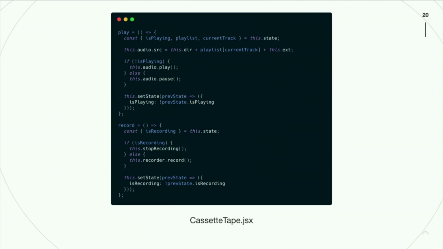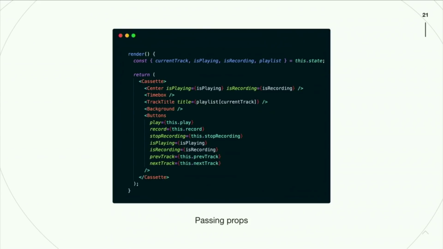And then this is the main component, the cassette tape. In the cassette tape, I have different methods. I don't have all the code here, just a few examples. So I have this play method and the record method. Basically, this will be used as an event handler. So in the future, when you press click, the audio will start to play. If you press record, the record will start to play. And I will put the state to true or false.